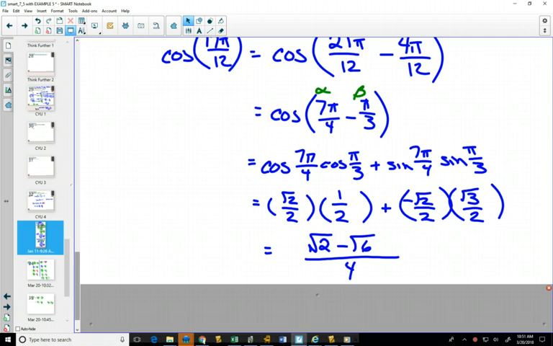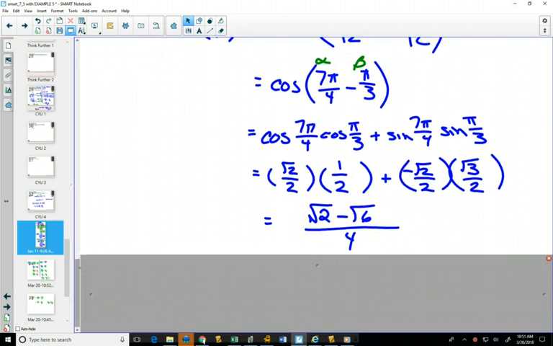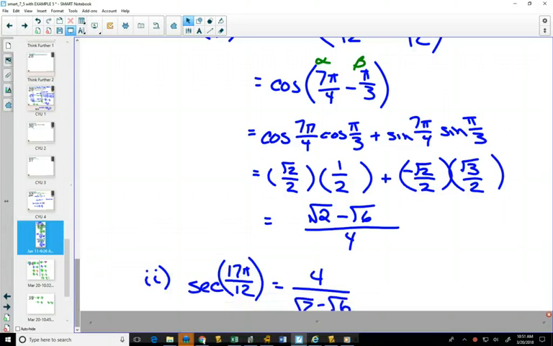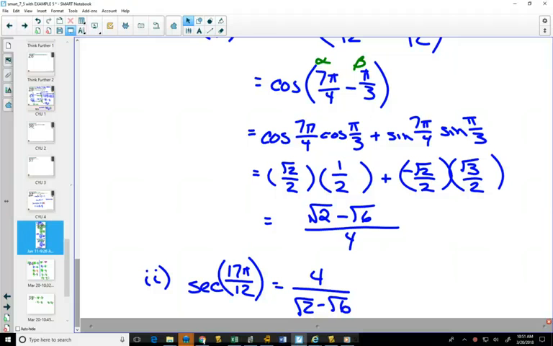Now, sometimes in these questions on the final exam, they have a part B. And the part B, if part A was find cos of 17 pi over 12, part B says find secant of 17 pi over 12. Well, if you've done all this work and found cos of 17 pi over 12 is root 2 minus root 6 over 4, then secant of 17 pi over 12 will just be the reciprocal, and all you have to do is flip the fraction.